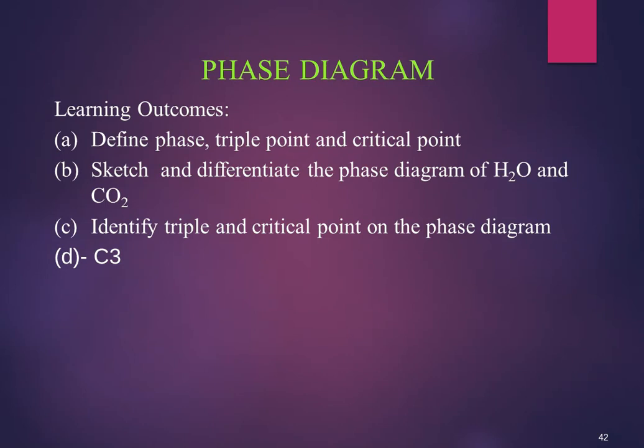The learning outcomes for subtopic phase diagram are: A. Define phase, triple point and critical point. B. Sketch and differentiate the phase diagram of water and carbon dioxide. C. Identify triple and critical point on the phase diagram.